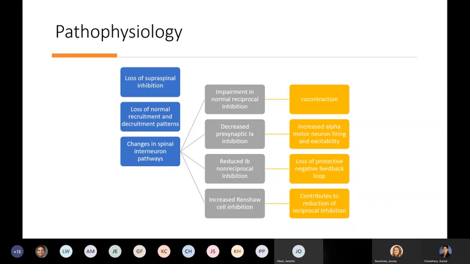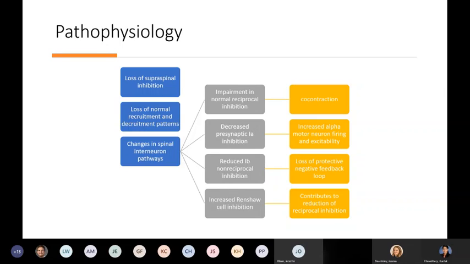So in a central nervous system lesion, such as spinal cord injury, the loss of supraspinal influences on this baseline interneuron inhibition is thought to exaggerate normal reflexes. So you have loss of normal recruitment and decruitment patterns among the motor units. And then these changes in the spinal interneuron pathways include impairment in normal reciprocal inhibition. So you can end up with co-contraction of antagonist and agonist muscle groups at the same time.